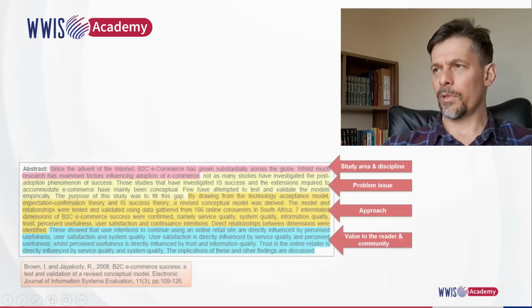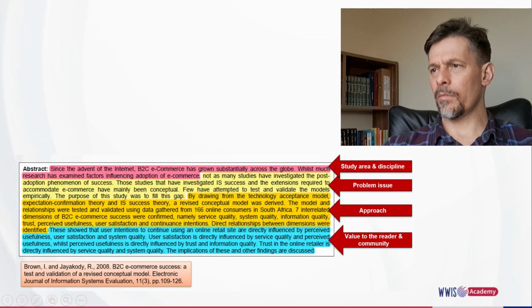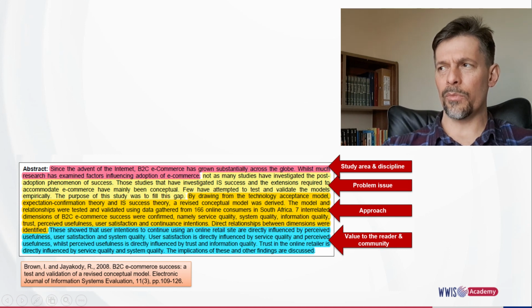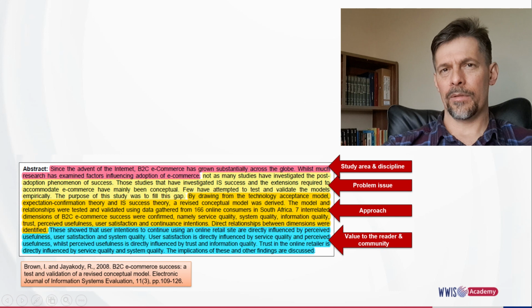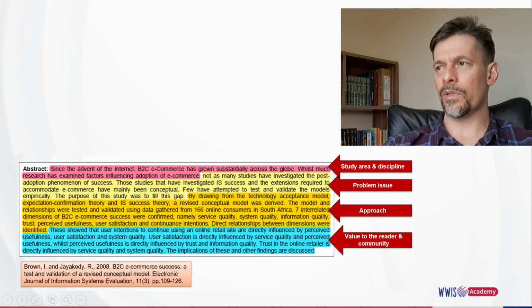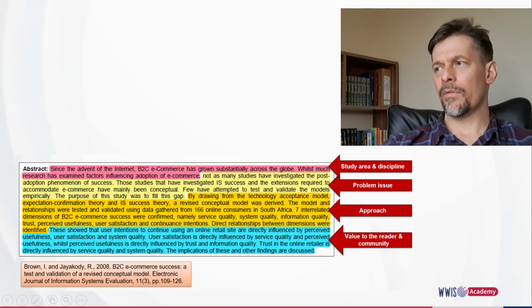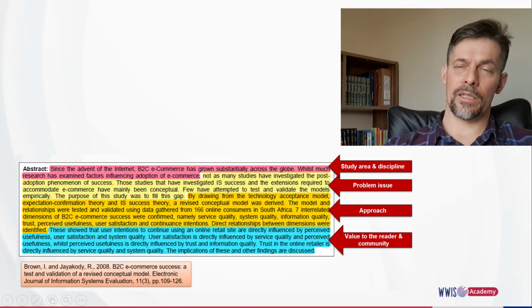Now, in this example, from Brown and Yayakodi, it's a fairly straightforward example, and it aligns well with the 4 sections that I've indicated. The first line speaks to the study area of discipline. Then there's a short, 3-4 lines on the problem issue. Then there's an overview of the approach, and then the value to the reader and the community is stated.